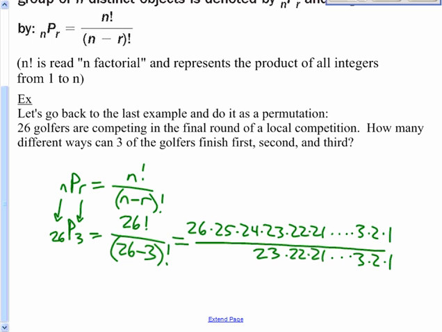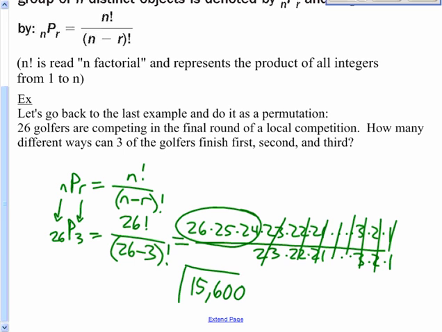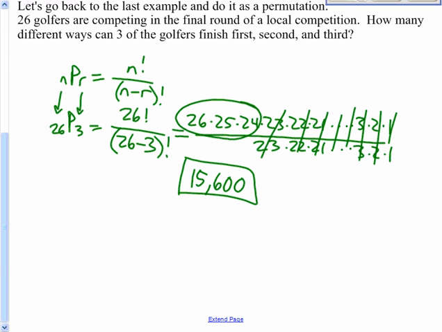Now you notice, before I even punch this in, 23 over 23, 22 over 22, 21 over 21, all these cancel, the 3s, 2s, and the 1s. And you're left with 26 times 25 times 24, which ended up being 15,600 was the answer to that, okay?